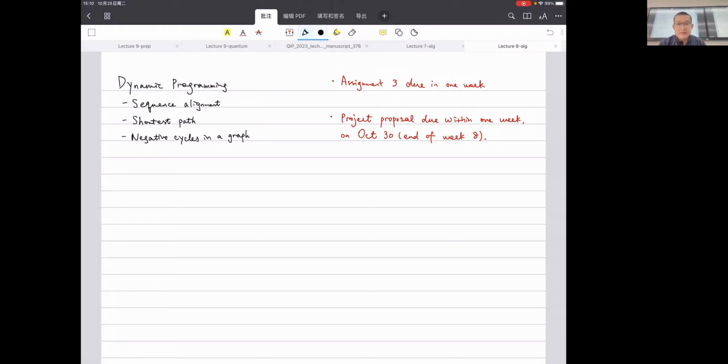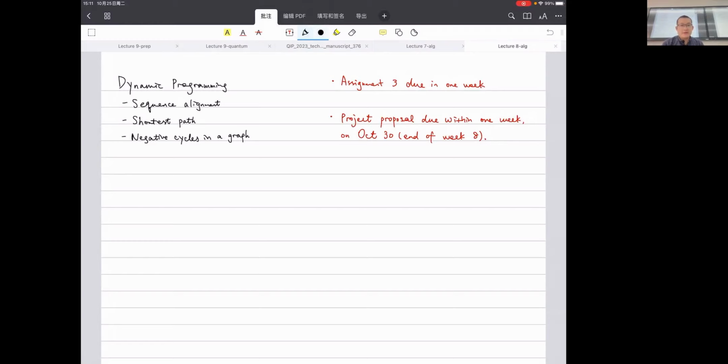The second announcement is that the project proposal will be due in 5 weeks from now, basically at the end of week 8. Currently, we are in the eighth week of this fall semester. The deadline will be on the night of October 30th. To submit the project proposal, just send an email to the TA. So these are two very brief announcements.